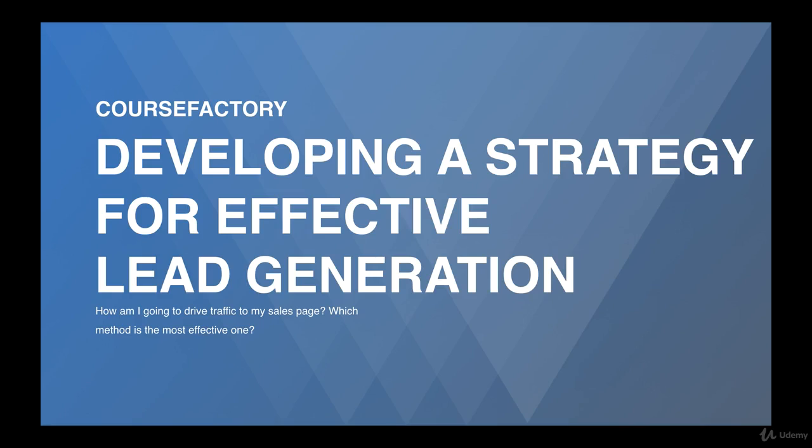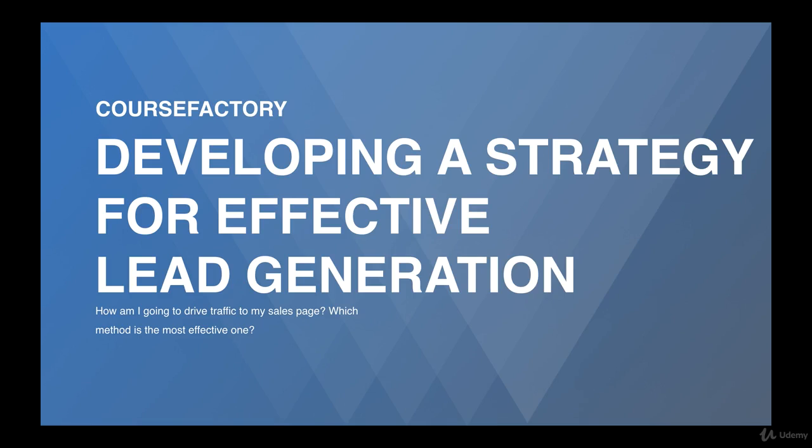So what we want to do right here is have a look at 5 different options that will help us to develop a proper strategy for effective lead generation. We're going to have a look at how to drive traffic to our sales page, and we're also going to have a look at the effectiveness of each method. So which method is the most effective one? Which one should we use?